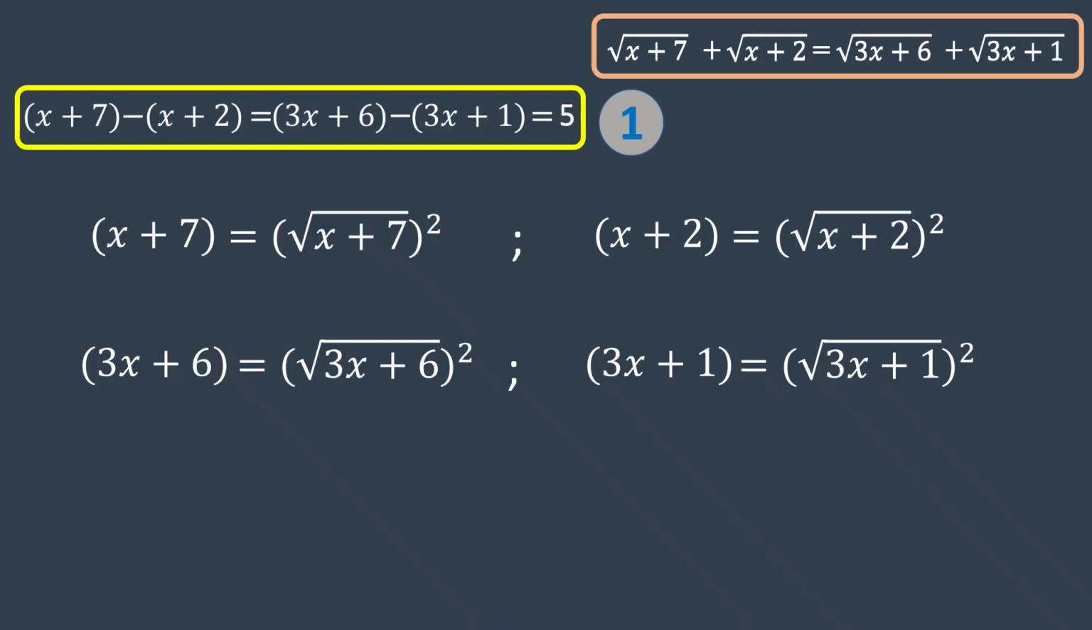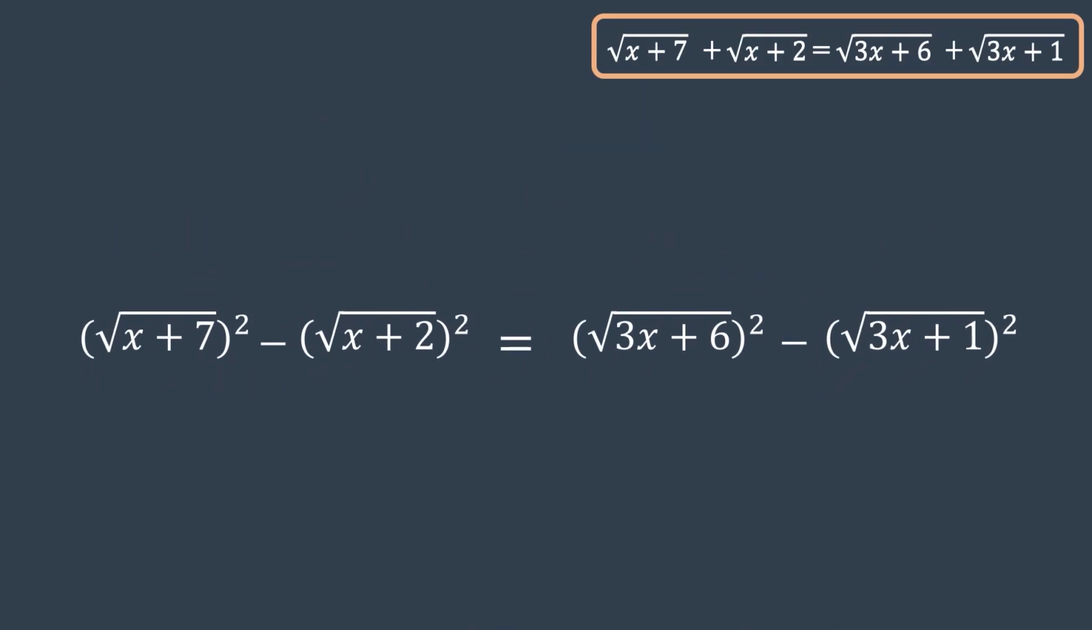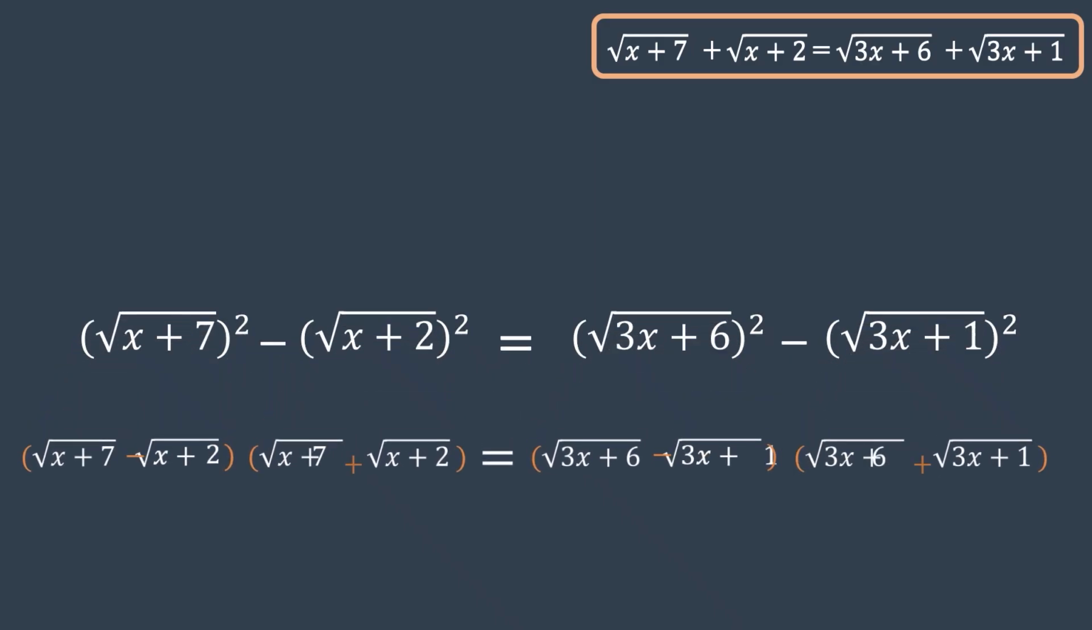From equation 1, we can now write square root of x plus 7, all squared, minus square root of x plus 2, all squared, equals square root of 3x plus 6, all squared, minus square root of 3x plus 1, all squared. This is a difference of squares on both sides, so we factor each side.